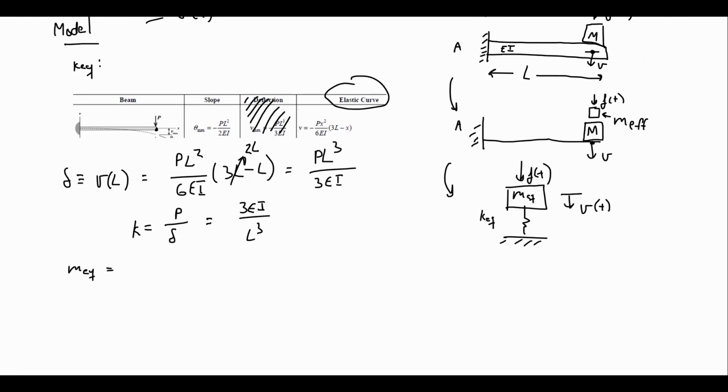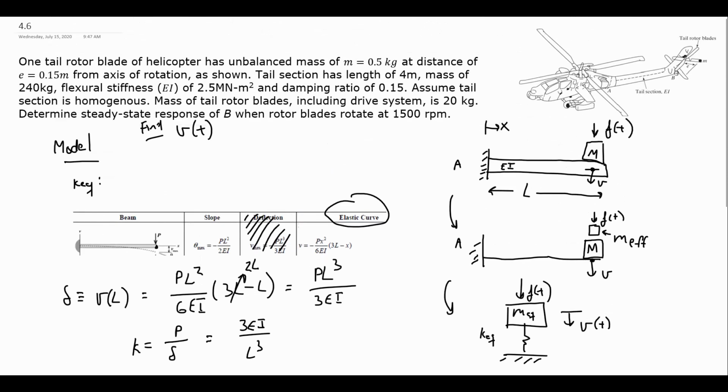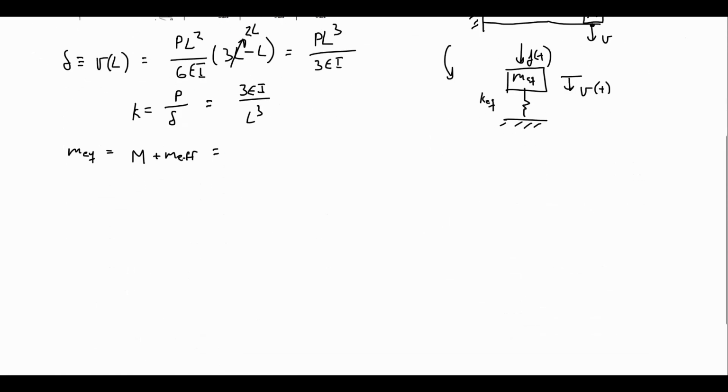All right, so according to the second layer of this model, this is going to be that rotor plus M effective, which is coming from the mass of the beam. So the mass of the rotor we were provided, and it is going to be 20 kilograms. And we still need the mass effective. That'll be our next step here.